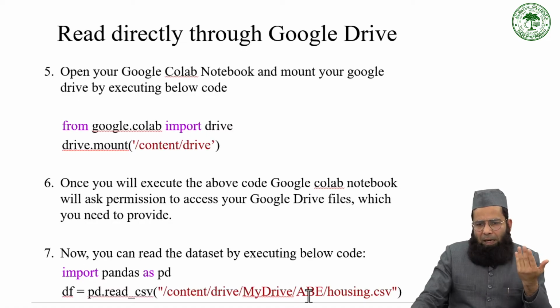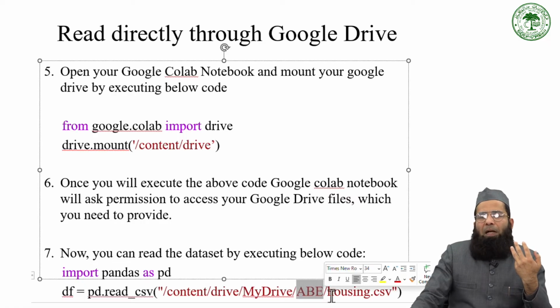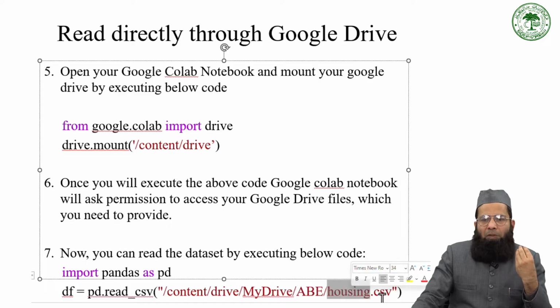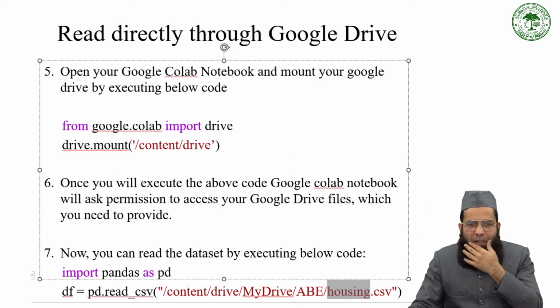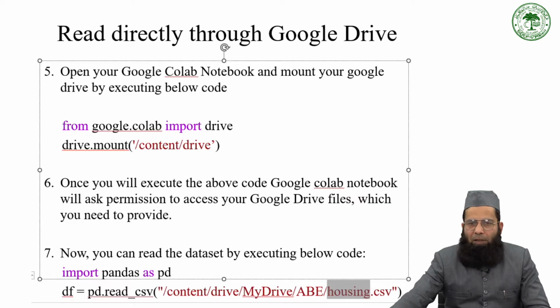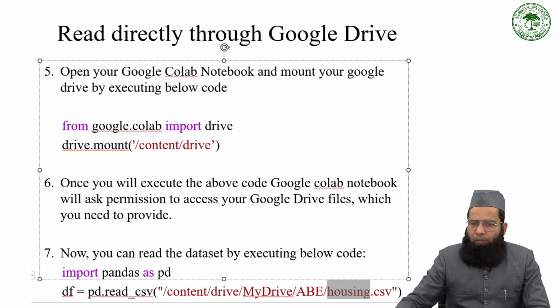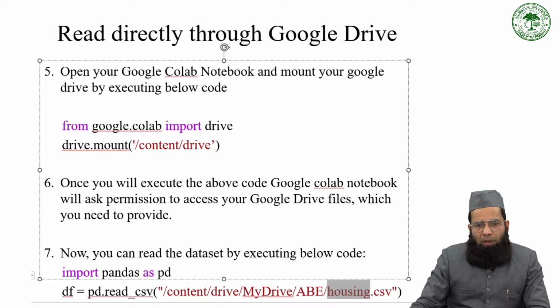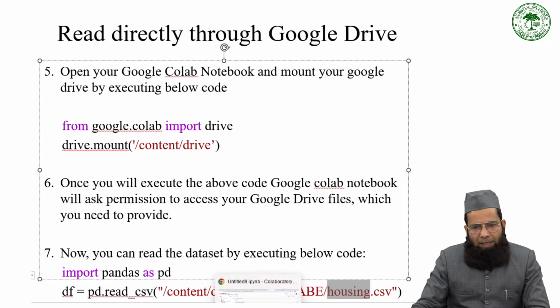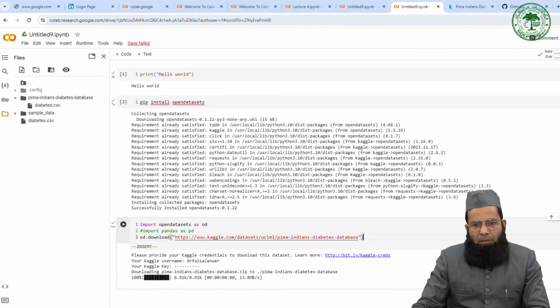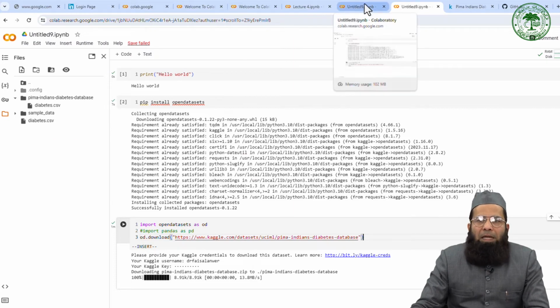In this case, I have uploaded the dataset on my drive, and on my drive there is a folder ABE, and in that folder I have stored the housing file, right? So how can we use these two options? Let me connect to Google Colab, and then I will try to show you how we can access the dataset that is available on Google Drive, right?